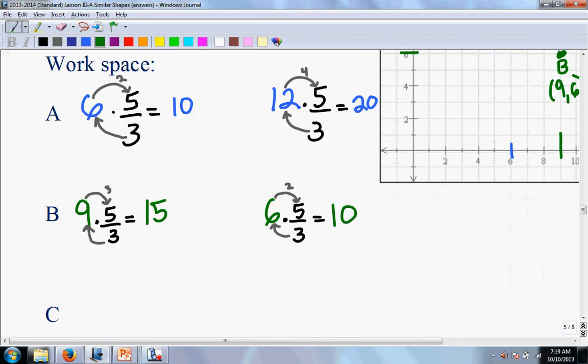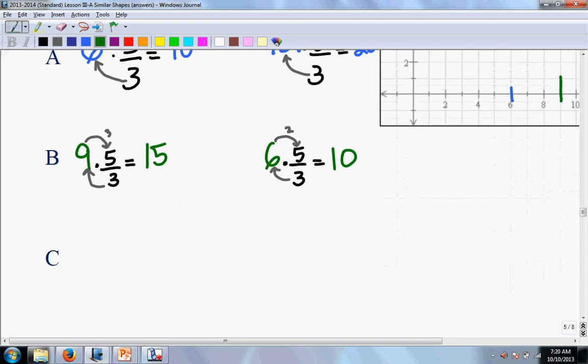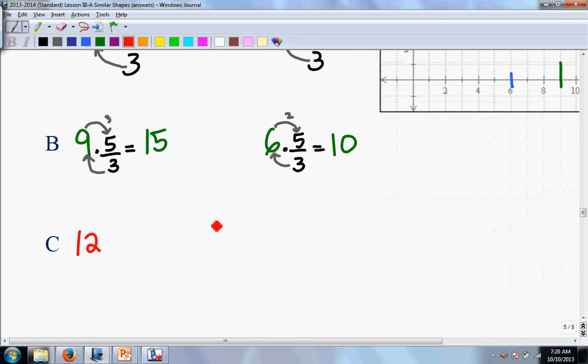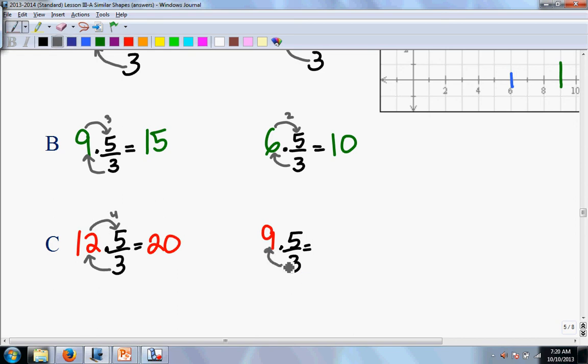Let's do 12 and 9. So here we have 12 and 9 times 5 over 3. Ready? 3 goes into 12. Do a little arrow. 3 goes into 12 4 times. Arrow around, little 4. 4 times 5 is 20. This one, do a little arrow, 3 into 9. 3 goes into 9 3 times. Bring this around. 3 times 5 is 15.